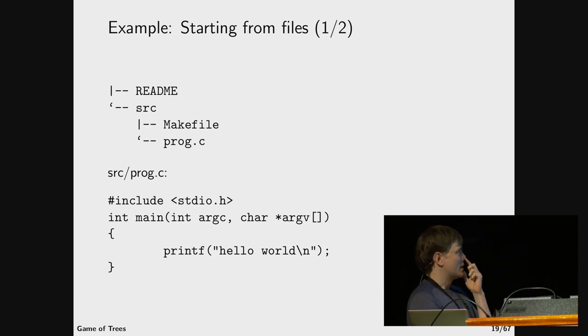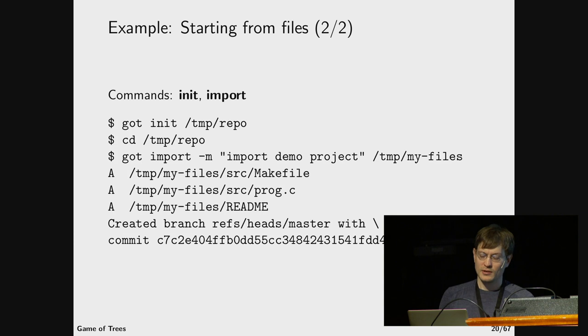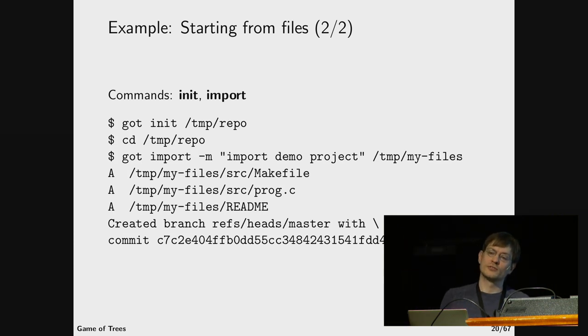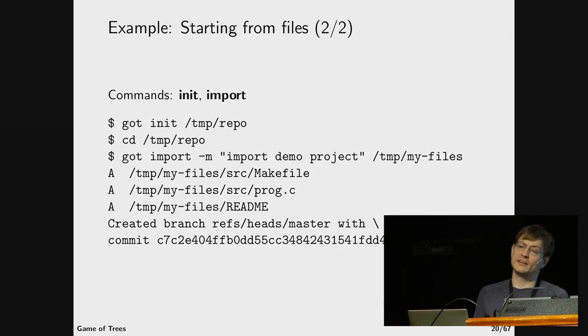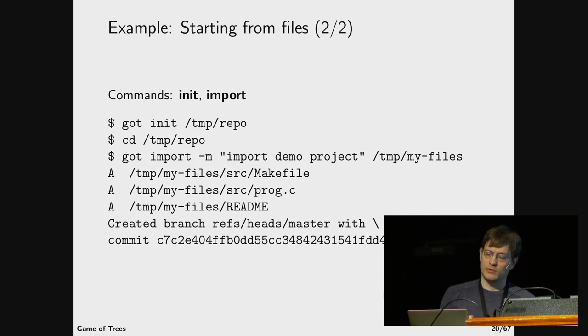This is a small example project that we're going to use. I just want to show you the interface for a bit, so we can walk through some of the operations. You see it's a Hello World project with a makefile and a readme. You would start off by creating a new repository. Of course, you can also use Git to clone one and operate on that. That's possible, but for just playing around with it, this is the easy way to start. So we create a repository, and we import files from a temporary directory into it.